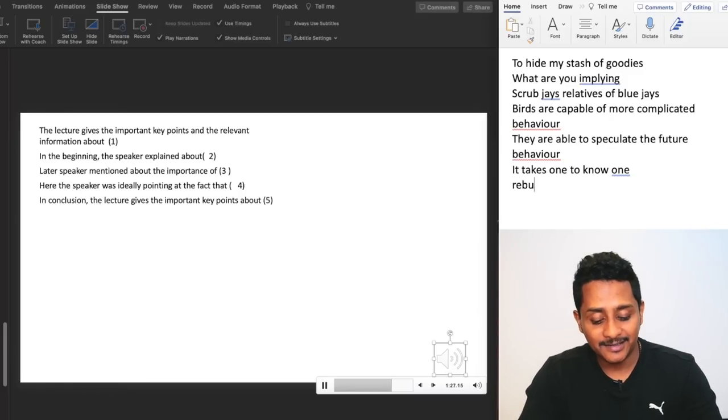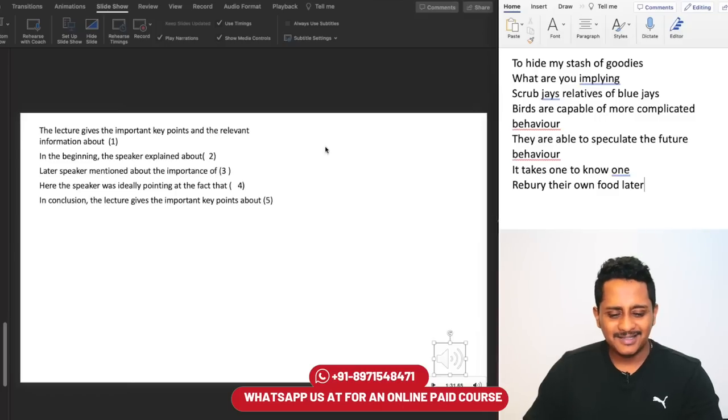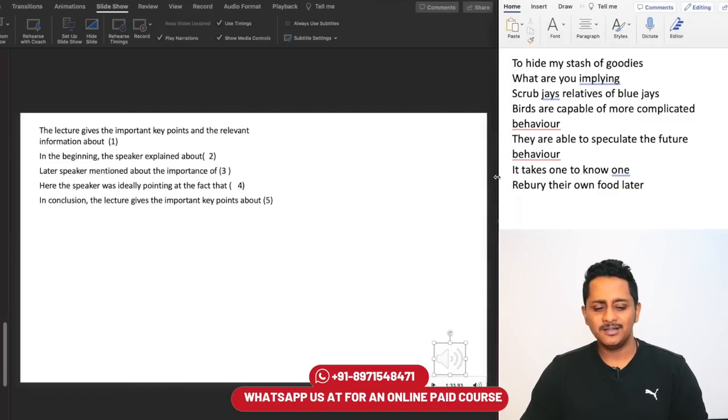Rebury their own food later. Hey, this is enough, man. So many things. Well, I am missing some peanut.